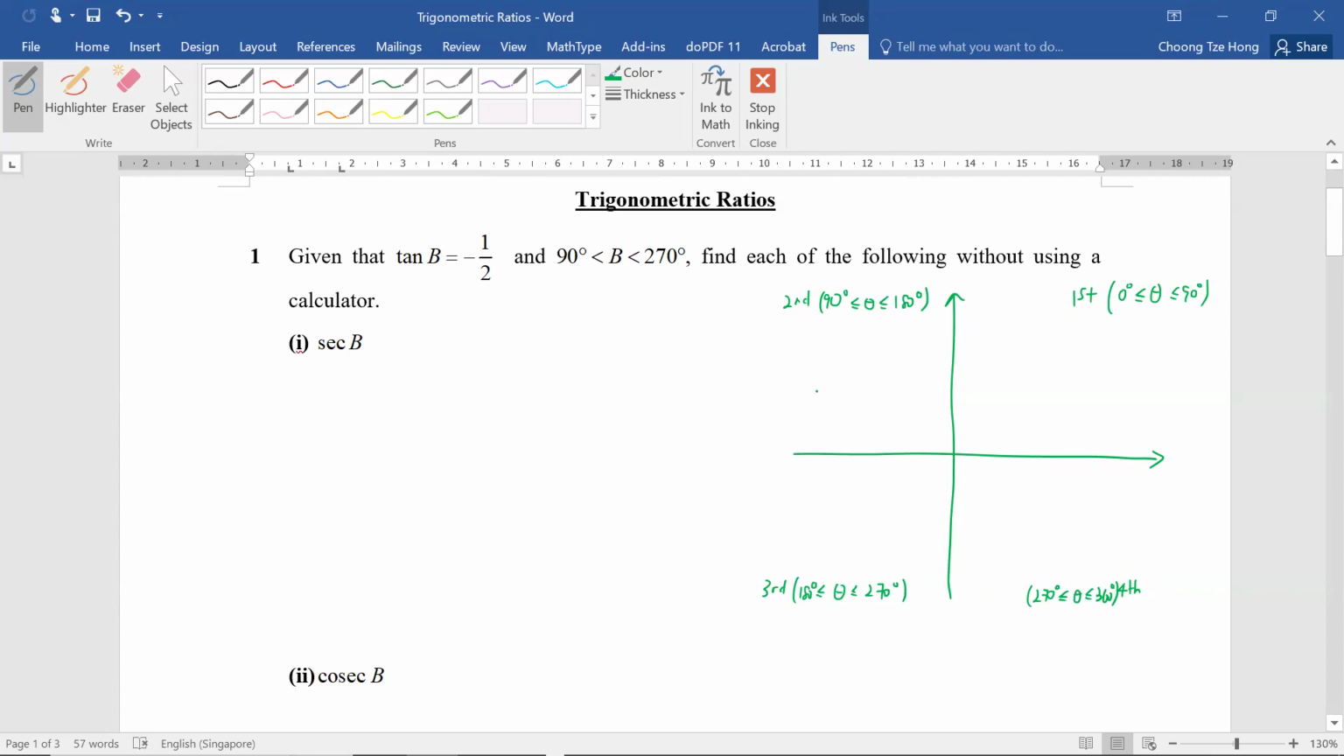Since they say that B is greater than 90 and less than 270, that means B is either in the second or third quadrant. Later on we will need to decide which quadrant it is actually in.